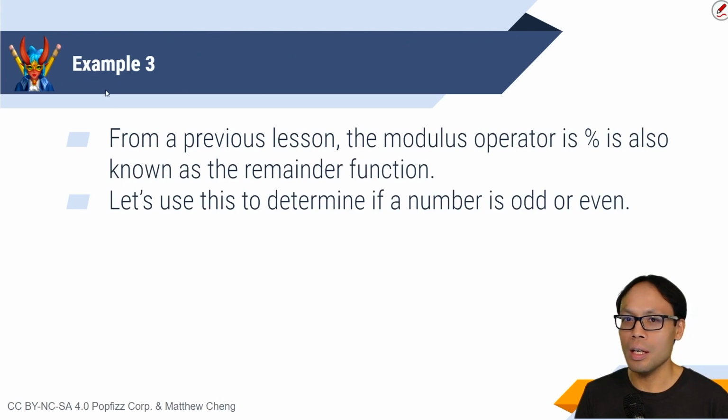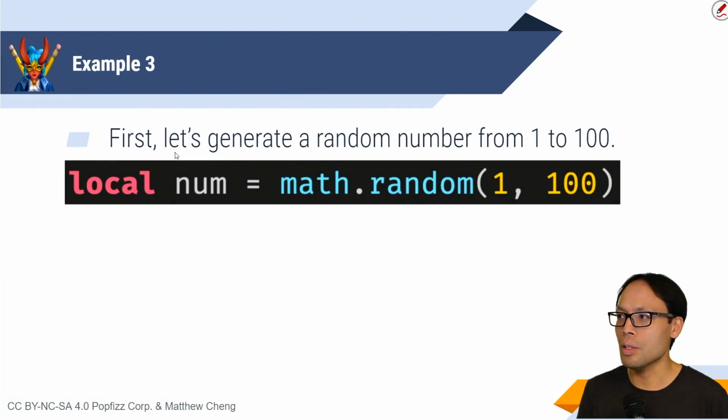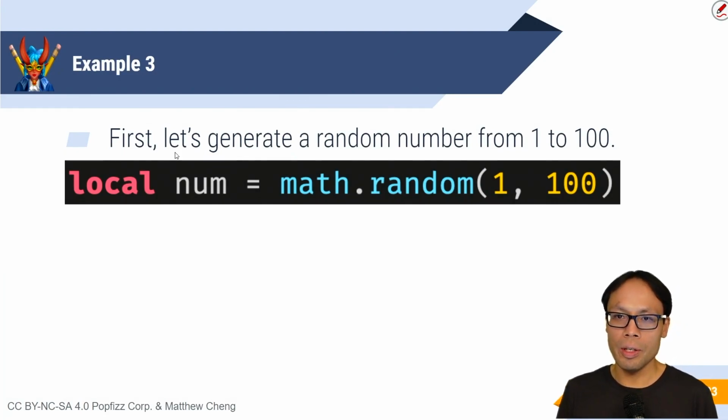All right, let's try another example here. From a previous lesson, we looked at the modulus operator. The modulus operator can also help us determine if a number is odd or even via conditional. So let's try that out here. Now let's generate a random number from 1 to 100.